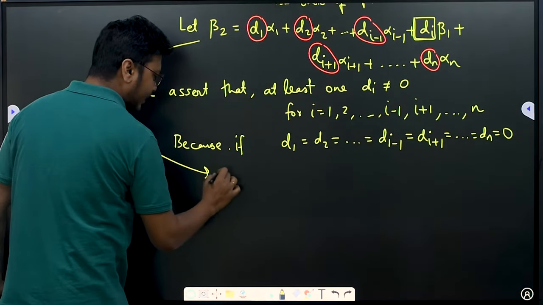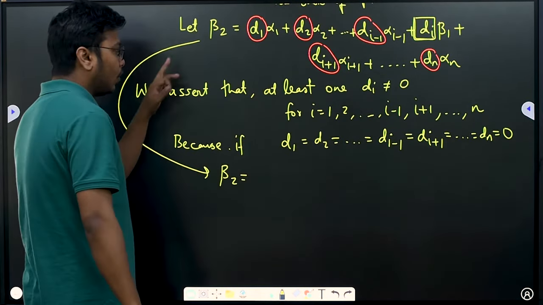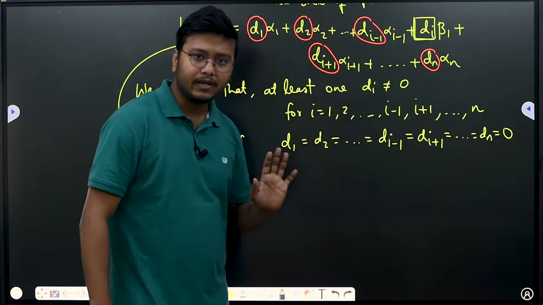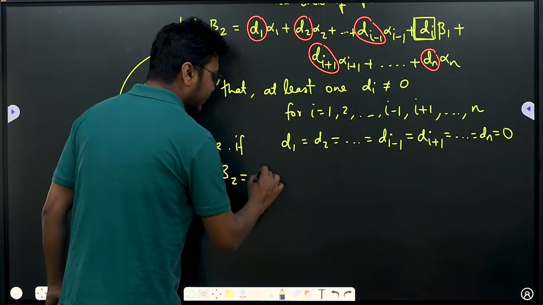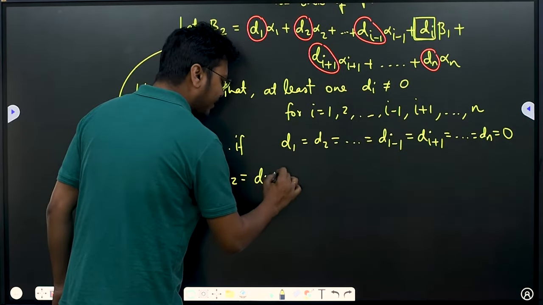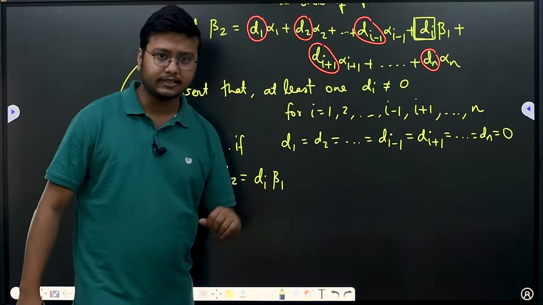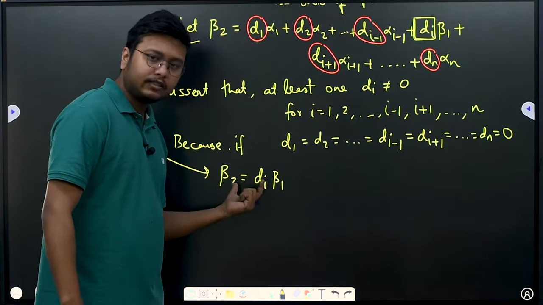From this line I can write beta 2 equals d_i beta 1, so all the red circles have become zero. Rest of the things have become zero. Now this is a problem.